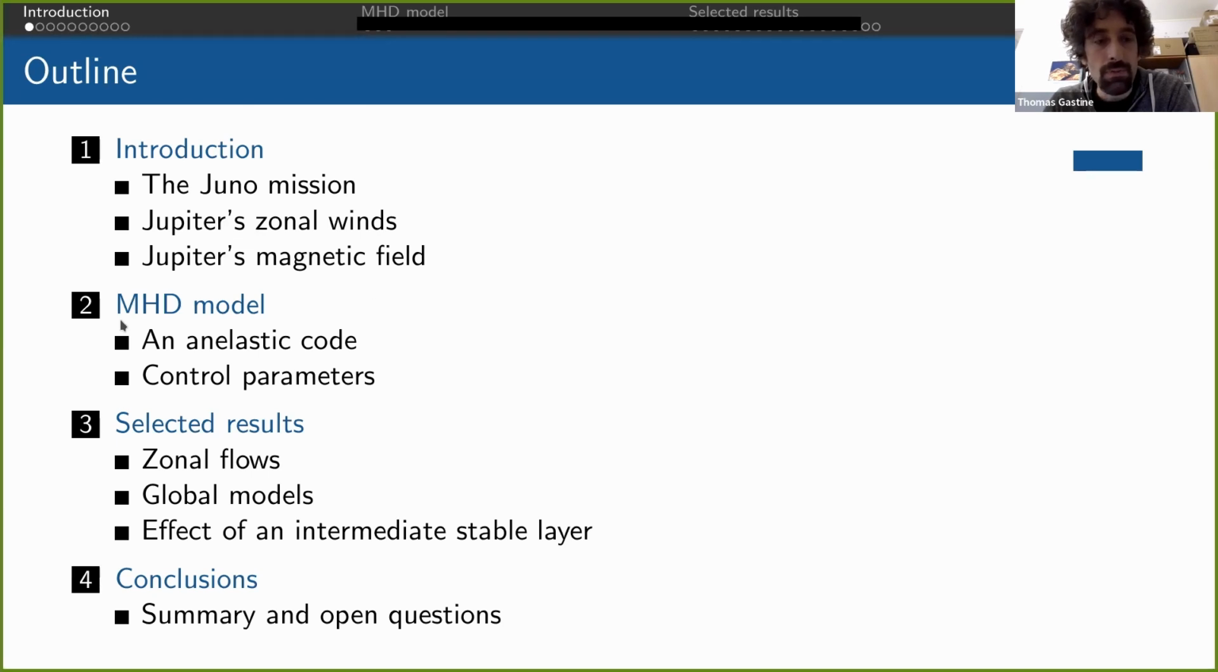In the second part, I will briefly introduce the MHD model we developed to try to mimic some of the key features of Jupiter's internal dynamics. And then I will show you some selected results that are associated with these MHD models.